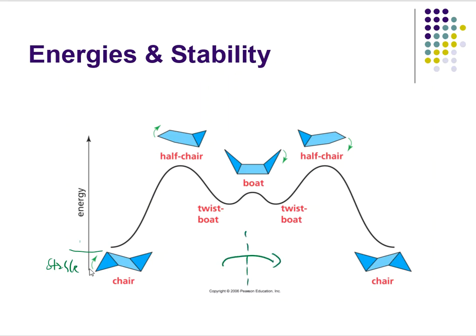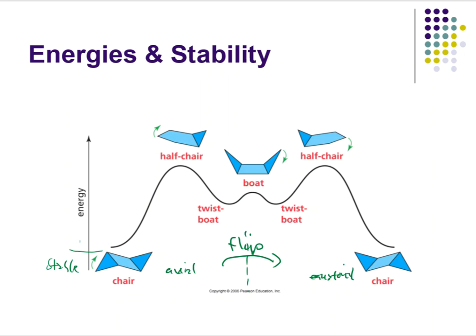And this is what we call the ring flipping. So the chair to the left and the chair to the right are both chairs, but they are mirror images of each other, which means that all of our axial bonds go to equatorial bonds here and vice versa. That is why that flip begins to happen.